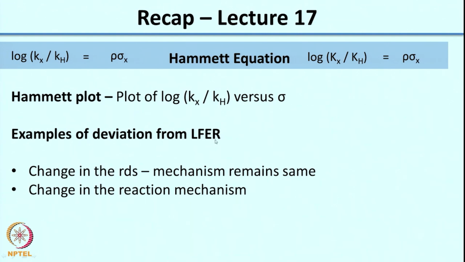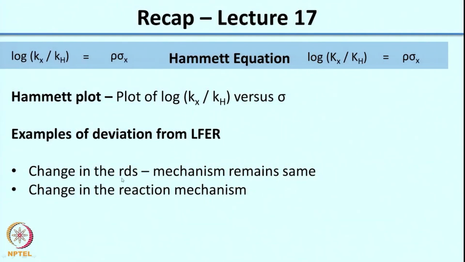Typically you would expect that for a particular reaction you will get a straight line plot, but sometimes what happens is instead of a straight line plot, you would see a curved plot, and that is because depending on the nature of the substituent, the rho or reaction constant changes. We had looked at two examples. One example where the change in the rate determining step leads to this deviation from linear free energy relationship.